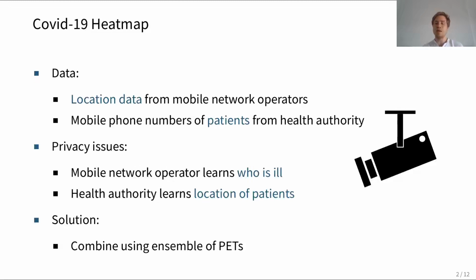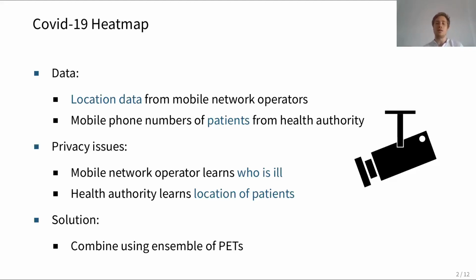So when we want to create this heat map of the aggregated location data of infected individuals, we want to use two data sets. On one hand, we want to use the location data, which is collected from mobile network operators. And on the other hand, we want to use health records from health authorities, which know which individuals in the population are actually infected. However, we cannot trivially combine these two data sets to create our heat map because we are dealing with very privacy sensitive data sets. On one hand, we have location data, and on the other hand, we have health records, so very sensitive data sets.